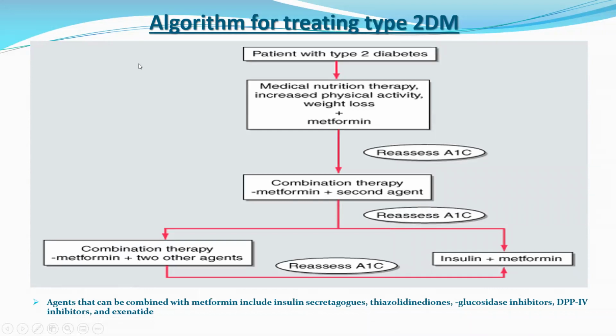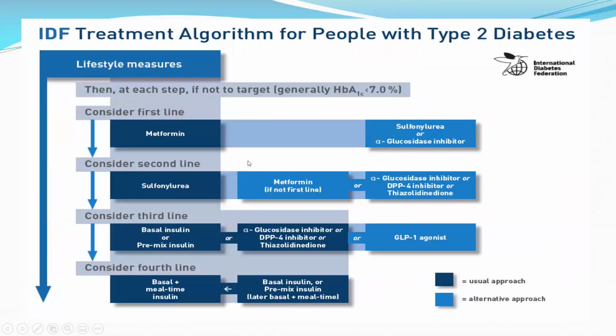Now, finally, we will see the algorithm for treating type 2 diabetes. We always like to start with lifestyle, weight loss, diet, and metformin. Almost always we start with metformin. If we don't have a good result, you can combine metformin with other medications. And if you are unsuccessful, it will be a combination of metformin with insulin. This diagram here is a more detailed diagram for managing type 2 diabetes.